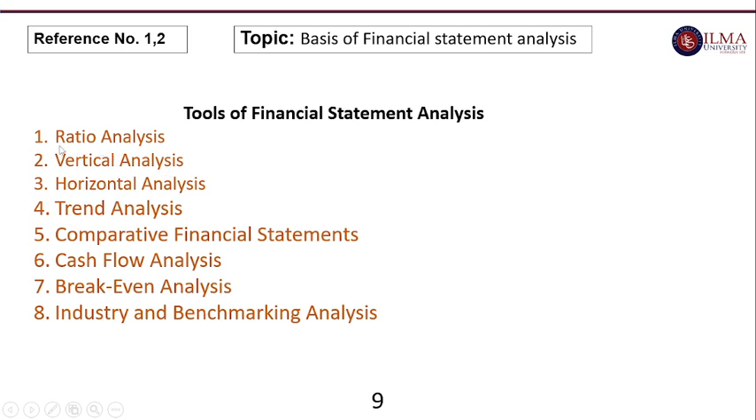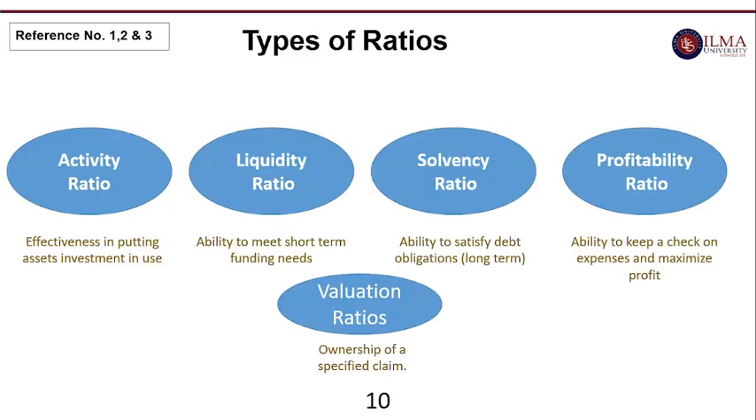We are not going to talk about each and every analysis deeply here. I have just given the names and told you that these are also the tools for financial analysis. Next, these are the types of ratios. First of all, we are going to talk about activity ratio, liquidity ratio, solvency ratio. Fourth, we have profitability ratio, and last but not the least, valuation ratio.